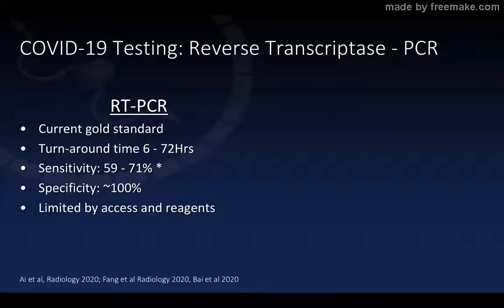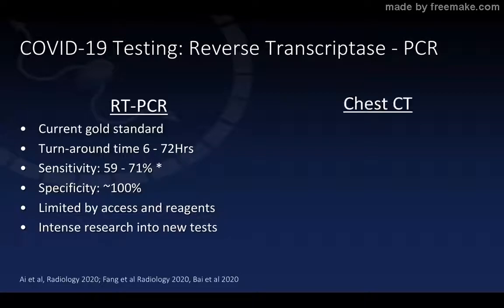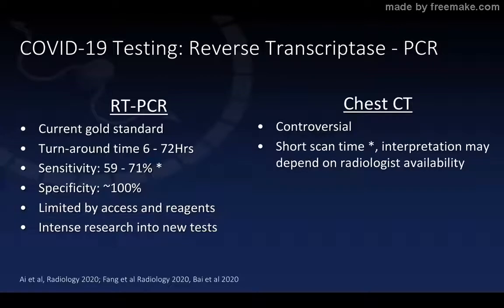However, as we've all seen, this can be limited by access and availability of reagents, even including things like nasal swabs now. And there is intense research into new tests, and new tests are emerging currently, including a 1-hour bedside test. Chest CT use right now is still very controversial in terms of COVID-19. We all know it can be a short scan time, but interpretation can depend on radiologist availability. And the caveat here, of course, the star, is that required room decontamination and turnover may require even up to an hour of air circulation in ideal conditions.